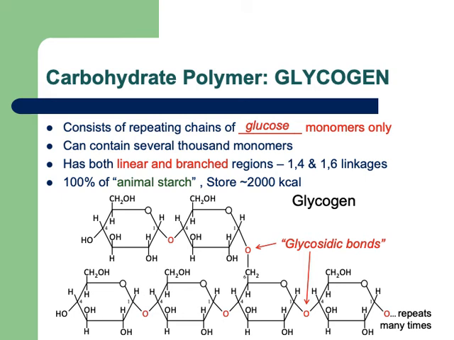It has both linear, so carbon 1,4 linkages, and branched regions of 1,6 linkages. This is known as 100% of animal starch, and we can store approximately 2,000 kilocalories of glycogen in our body at one time.